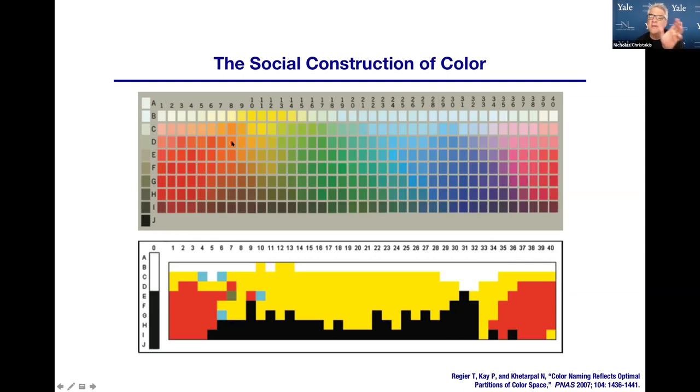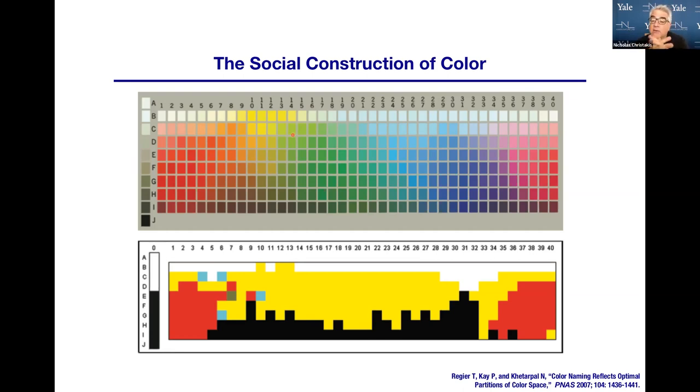Maybe not every human being in this society calls it orange. Let's say most, 80%, called it orange. We're going to take the mode, the most frequent response for each color, and now we're going to label the colors in this little grid, 11 by 30 or whatever it is. So we're going to create a modal map, a mode map such as that shown in the lower panel, which is a mode map for the Lele people.